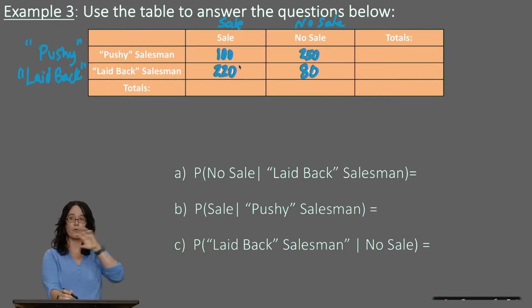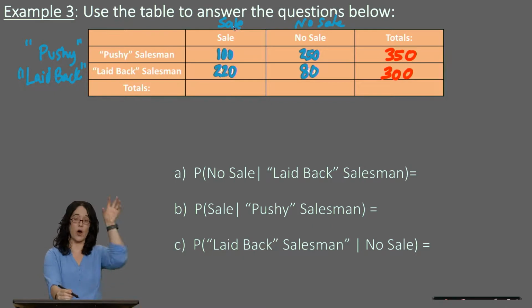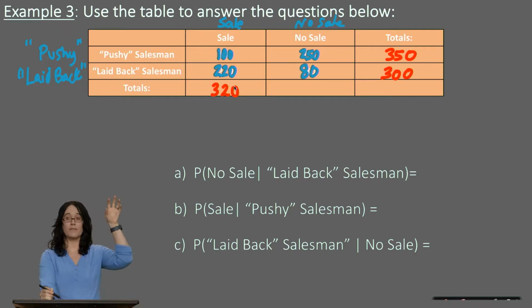So I'll take my first row across of pushy car salesman interactions: 100 sales were made, 250 no sales, which is a total of 350 interactions for the pushy car salesman. For the laid-back car salesman, 220 were sales, 80 were no sales, for a total of 300 interactions with him. And for the sale column, there were 100 made by the pushy car salesman and 220 made by the laid-back car salesman, for a total of 320. There were 250 no sales for the pushy car salesman and 80 no sales from the laid-back car salesman.